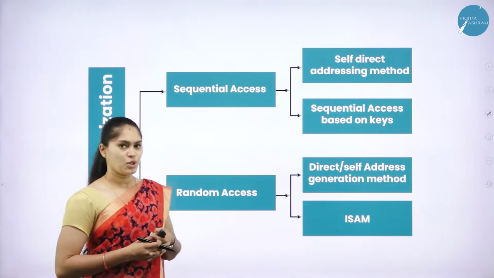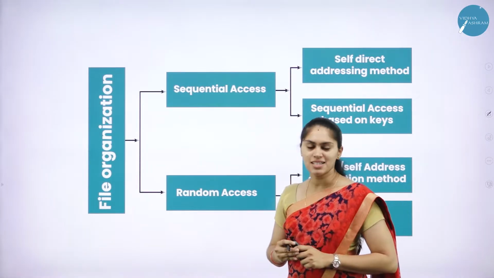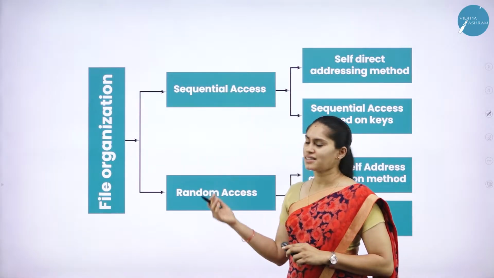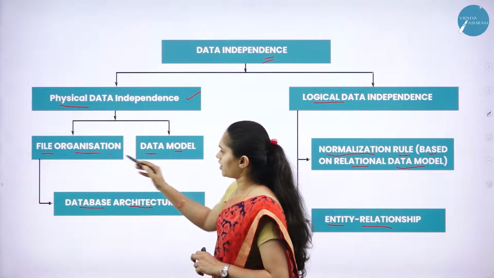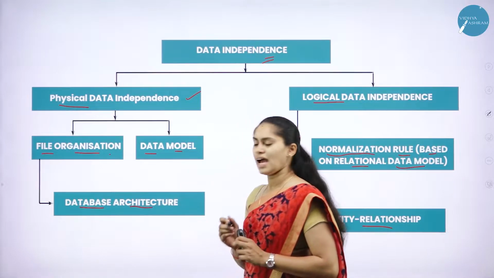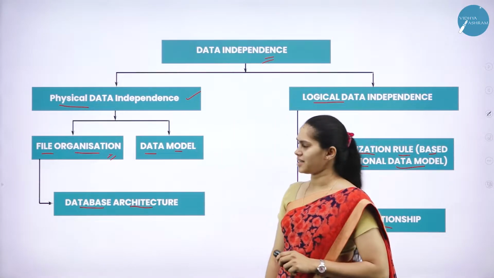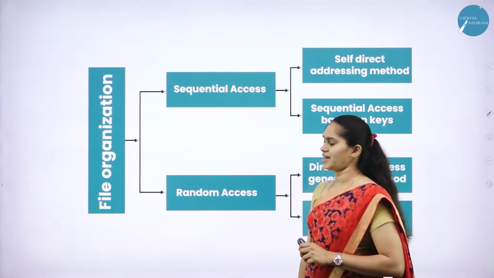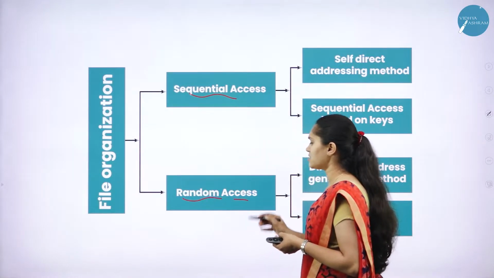So here you can see the different types of file organization. When you consider physical data independence, it has been classified into three types: file organization, data model, as well as database architecture. Now we are looking into file organization. In file organization, there are two methods. One is sequential access, and another one is random access.